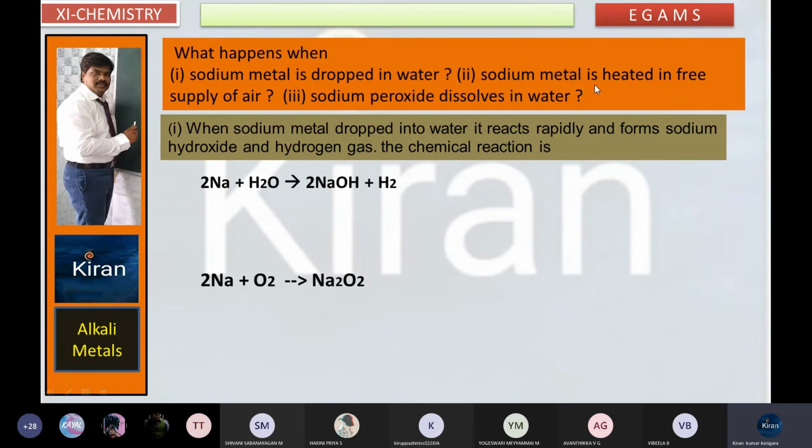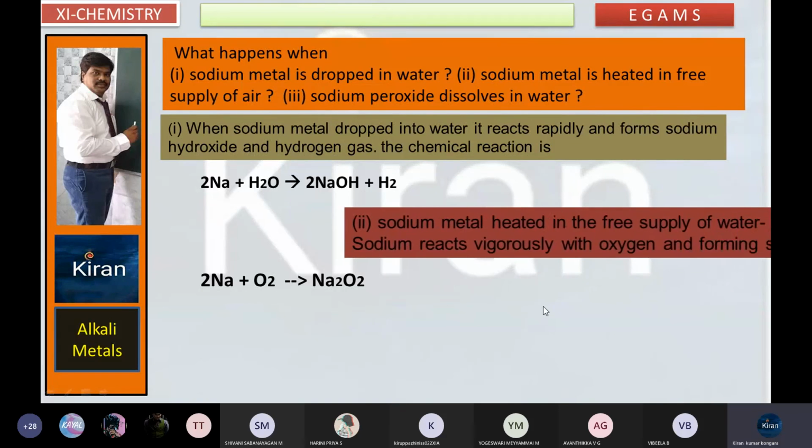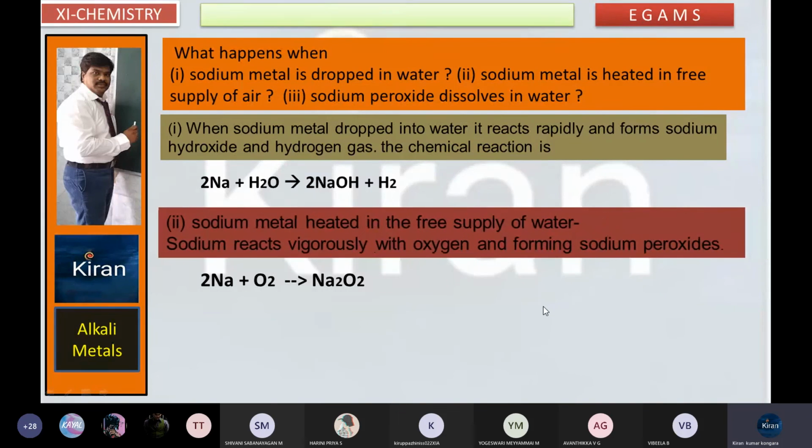Second, sodium metal is heated in a free supply of air. Sorry, this is a printing mistake, it is not water. Sodium metal is heated with a free supply of air, oxygen. In the air, only oxygen is available. Sodium reacts vigorously with oxygen. Without heating, sodium can form sodium oxide.